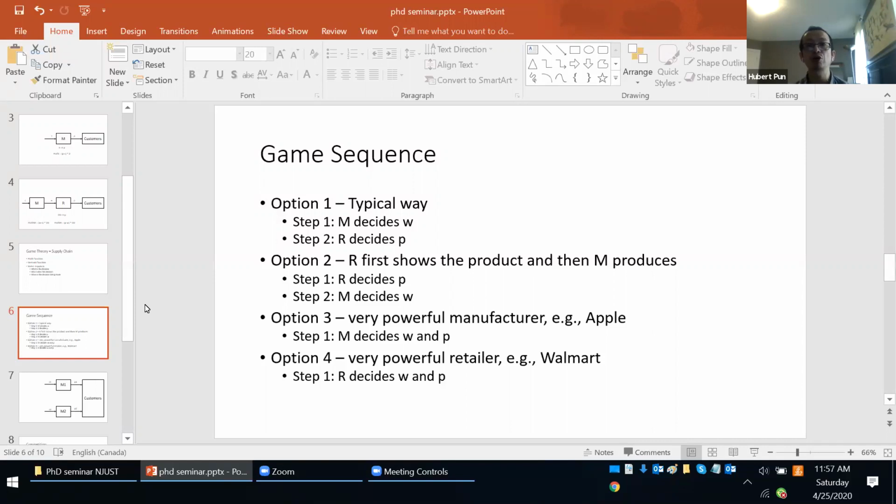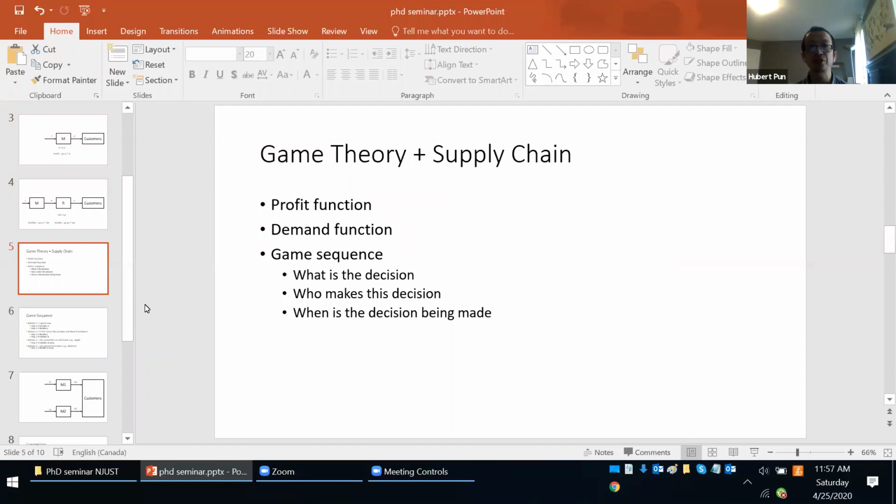So as a conclusion, what I want you to learn is the game sequence, which consists of 3 components. What is the decision? Who makes the decision? And when is the decision being made? What is the decision? Usually there's only one right answer, let's say the wholesale price and the retail price. But who makes the decision, and when the decision is being made, there are many different answers.